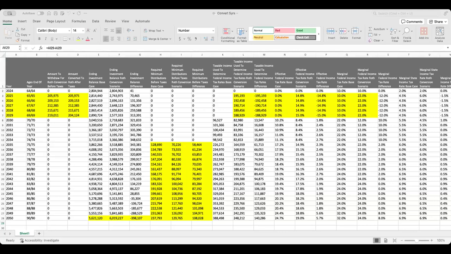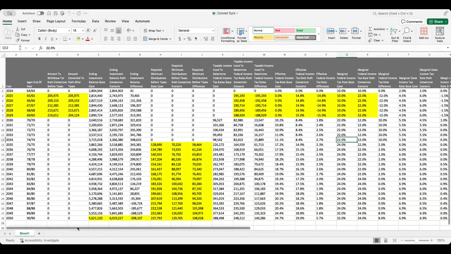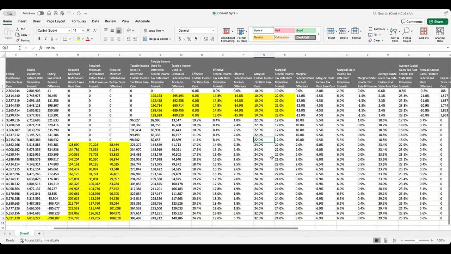So in this example, if you look at the tax rates for the state, they jump up by 1 percentage point, if I remember right, when this person turns 70. So that's another benefit of the Roth conversion. They're trying to avoid that bump up in the state tax rates as well.